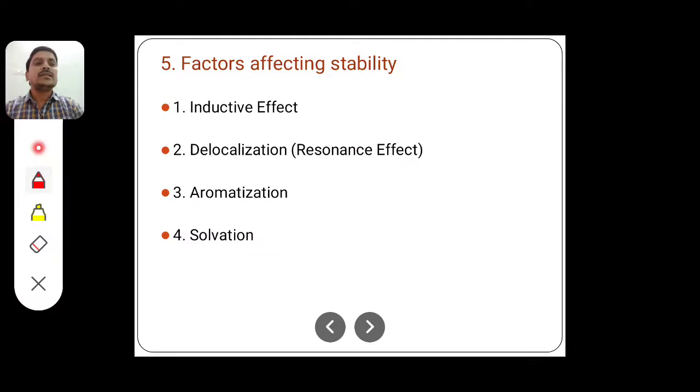Then factors affecting stability of carbanion. As we did with carbocation, we will discuss these factors affecting stability of carbanion in some other lecture. A separate lecture I will take on this. So here I am just mentioning those factors which affect stability of carbanion. First one is inductive effect, second one is resonance effect, third one, aromatization, does affect the stability of carbanion, and then solvation also affects the stability of carbanion. These four factors I have mentioned here.